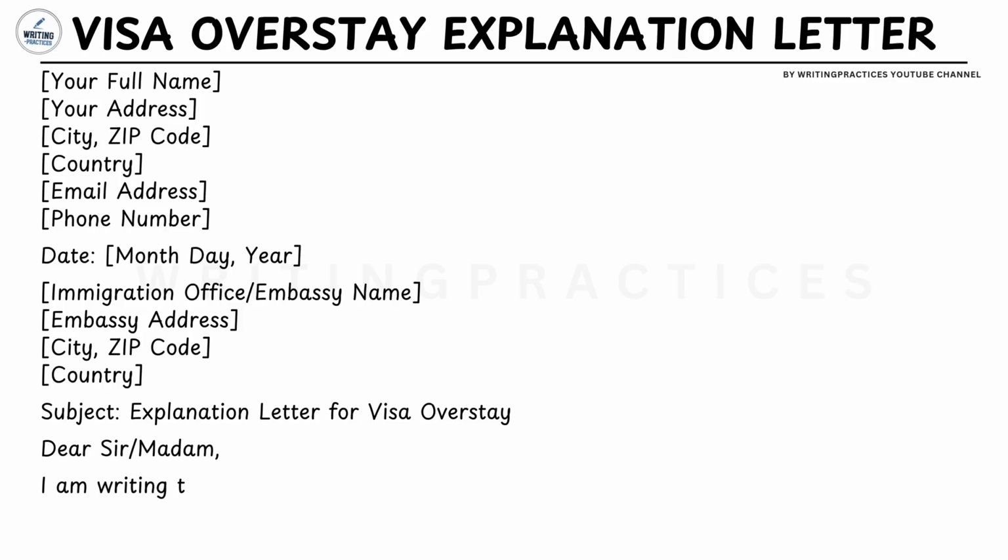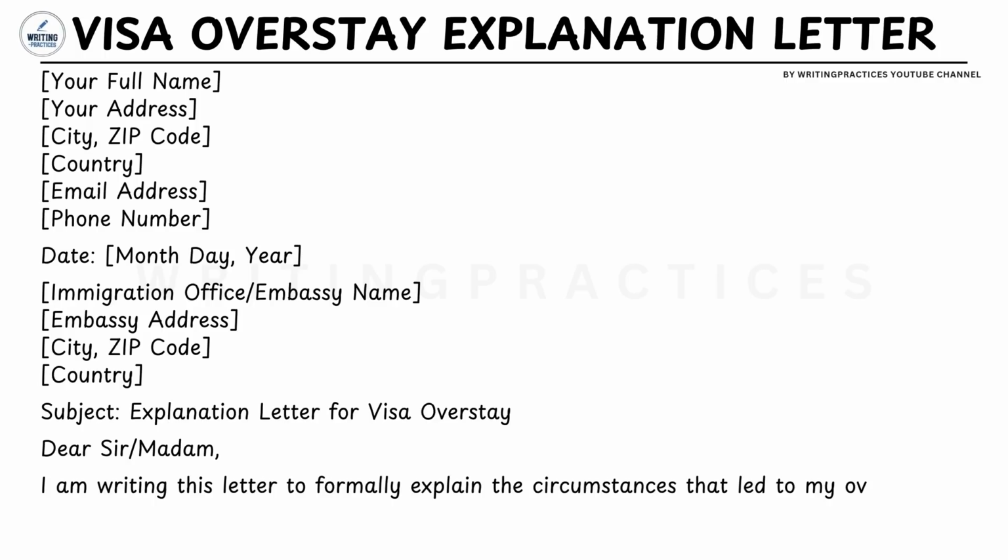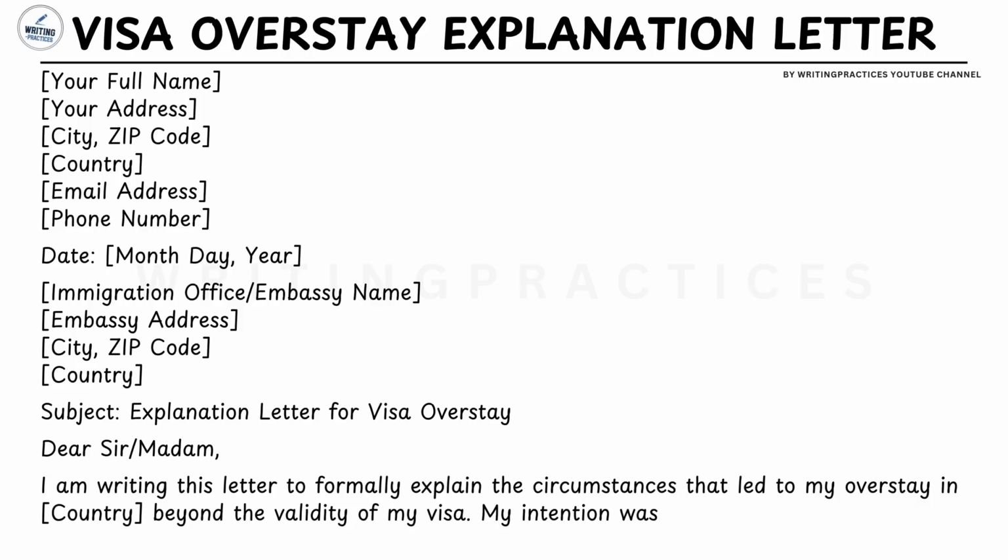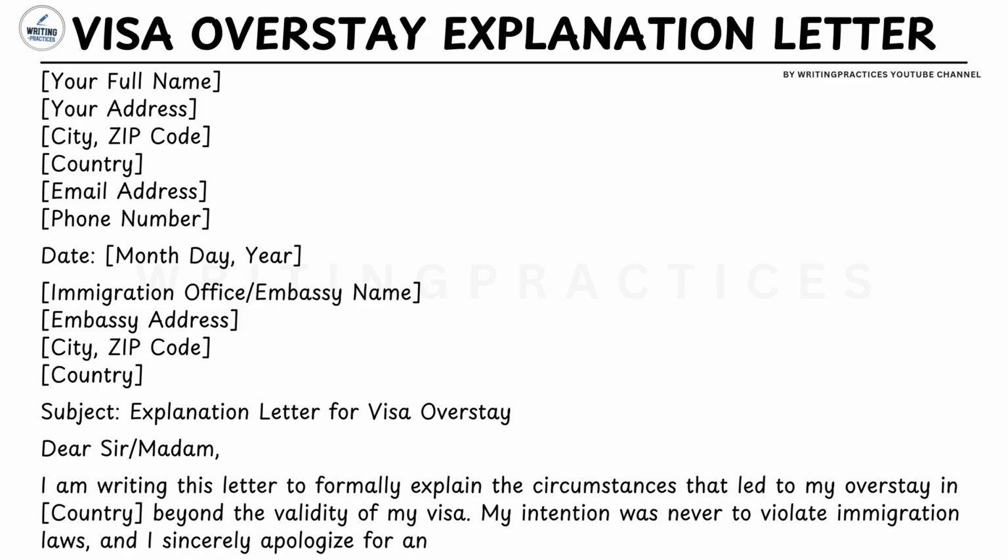Opening paragraph, acknowledging the overstay. In the first paragraph, acknowledge that you overstayed your visa and briefly express regret. This shows accountability and respect for the immigration system. For example, you could write, I am writing this letter to formally explain the circumstances that led to my overstay in Canada beyond the validity of my visa. My intention was never to violate immigration laws, and I sincerely apologize for any inconvenience this may have caused. This introduction sets the tone for the rest of your explanation. It's important to show that you understand the seriousness of overstaying and that you are willing to take responsibility.